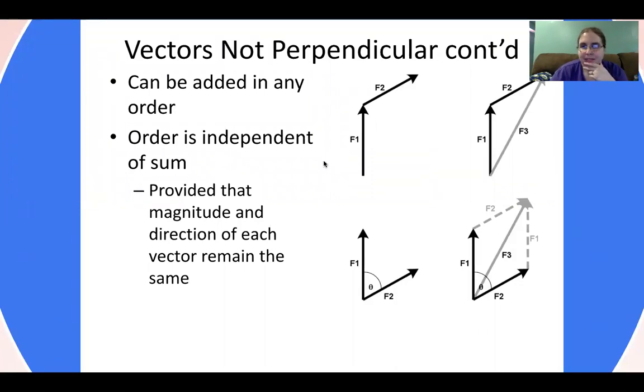Order is independent of the sum. Kind of like if I was to add 2 plus 4 plus 2, I get 8. Well, what if I add 4 plus 2 plus 2? I still get 8. What if I add 2 plus 2 plus 4? I still get 8. So regardless of the order that you add them, you'll get the same magnitude, so long as you take into account directionality. So up and to the right would be positive, down or left would be negative.